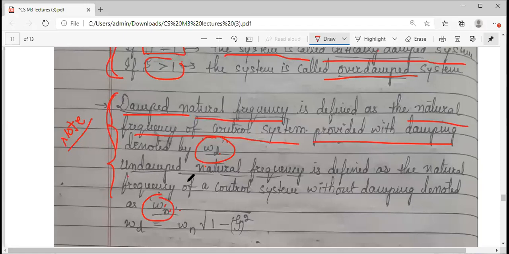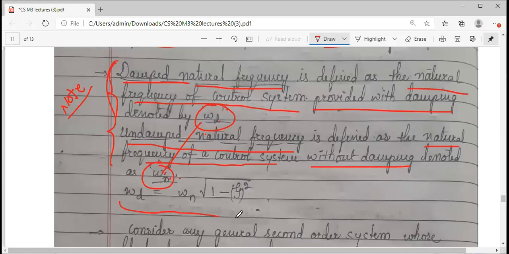Coming to the undamped natural frequency, it is the frequency of a control system without damping. An undamped system is practically, as I told you, not possible. There is a relationship between these 2 because we are going to use it in our further equations. That is, WD, the damped frequency, is equal to WN times the square root of 1 minus zeta square. Here zeta is the damping ratio. As a note you can take this down.